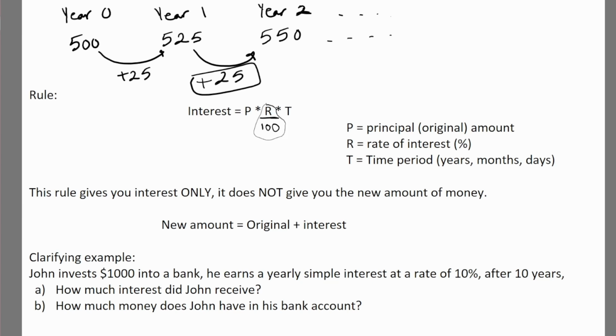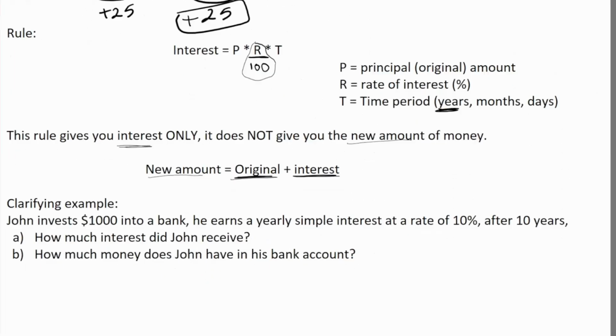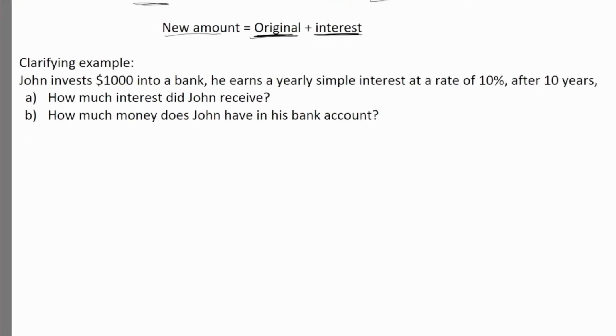And T is the time period in years, months, or days, but we mostly deal with years, to be honest. Now you need to understand that this rule right here will give you the interest only. It will not give you the new amount of money. So if you want to find the new amount of money, you would have to add the interest received plus the original money you had. Okay? So this example will show you exactly how this works.